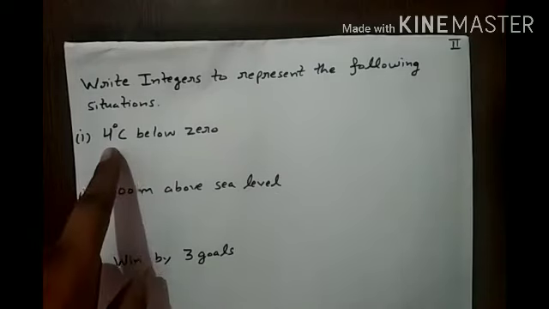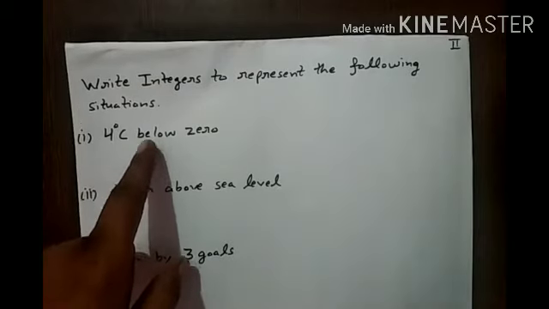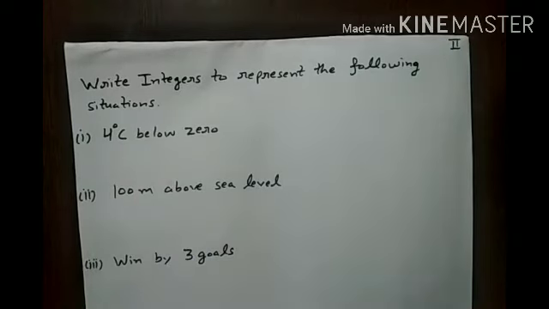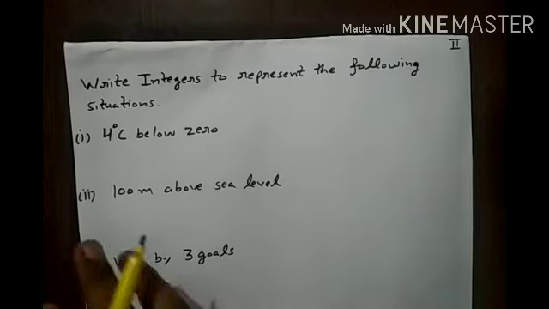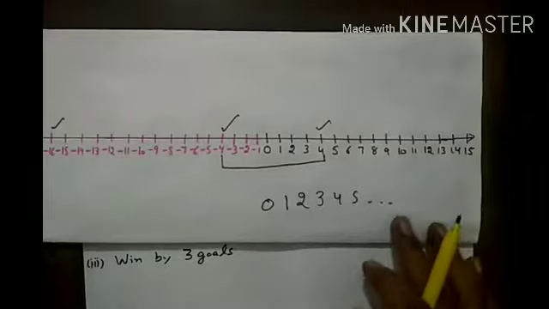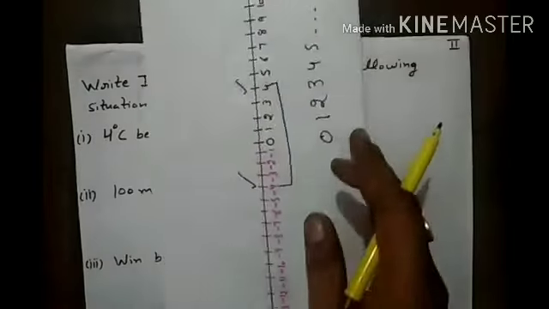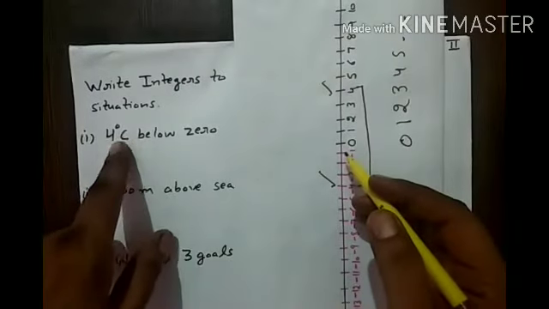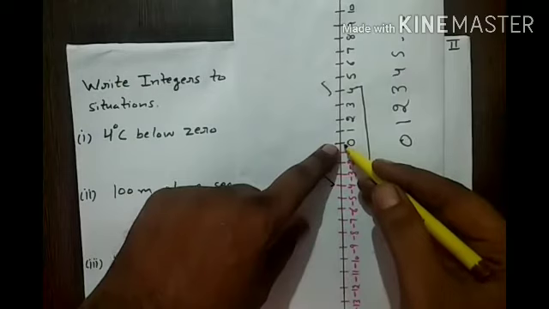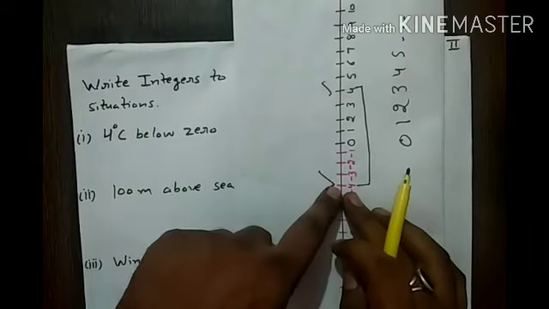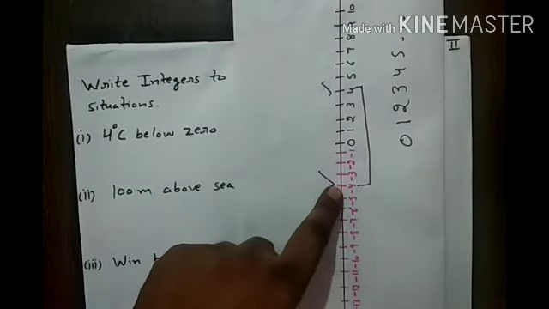So our first part is 4 degrees Celsius below 0. So if you are below 0, then what will happen? Let us see, this is the number line, and if I move like this, you will see that 4 degrees Celsius below 0, then 1, 2, 3, 4. Now which direction is this? This is the negative direction.